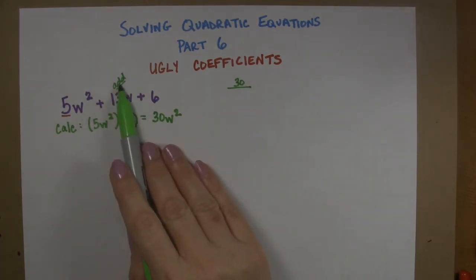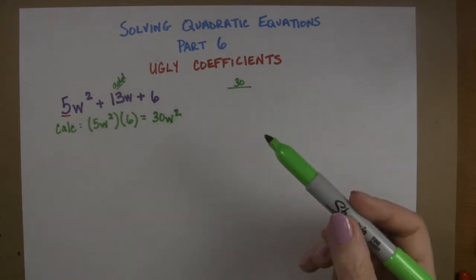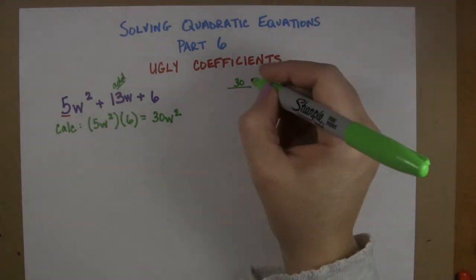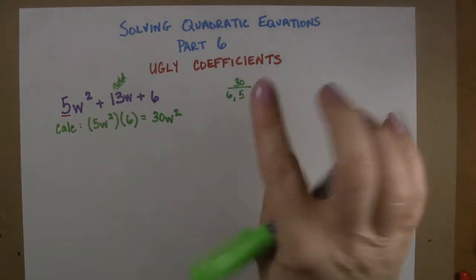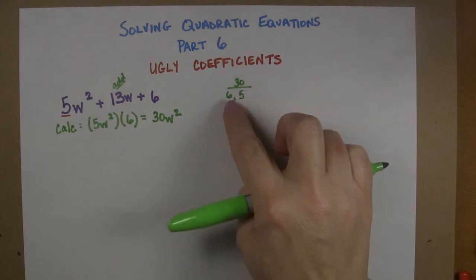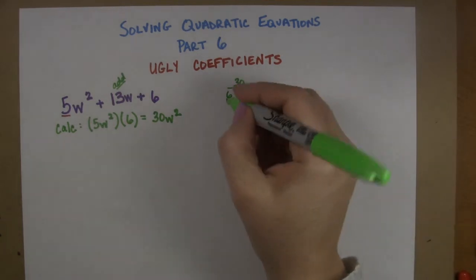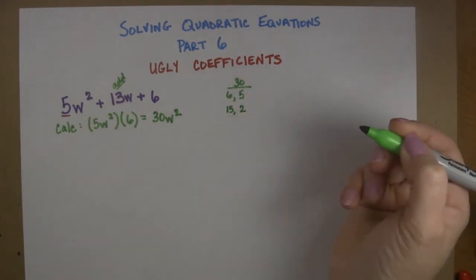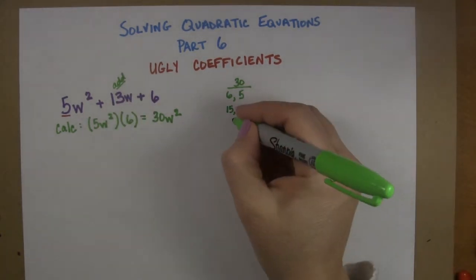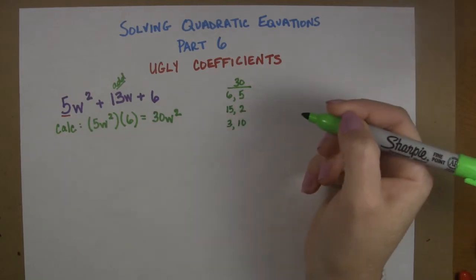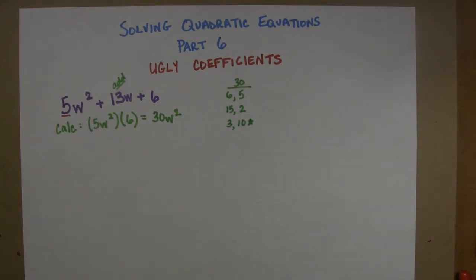This middle term we have to add to get together. But this time, instead of looking for 6, we're going to look for this 30. So what are our options with 30? Well, we could go with 6 and 5. Would that work? Well, 6 times 5 equals 30, but 6 plus 5 only equals 11, and we need it to equal 13. I could do 15 and 2, except that gives me 17, not 13. I could do 3 and 10, and hey, ding, ding, ding. That one works.